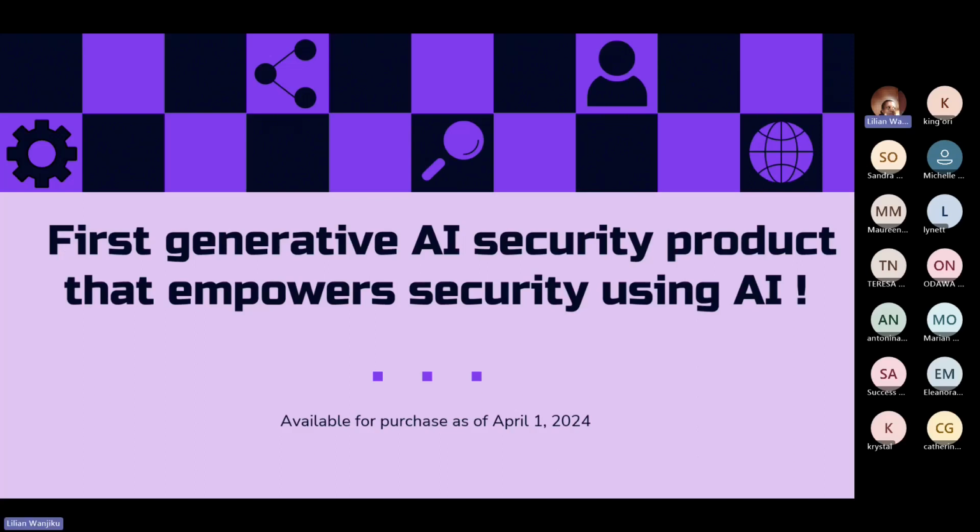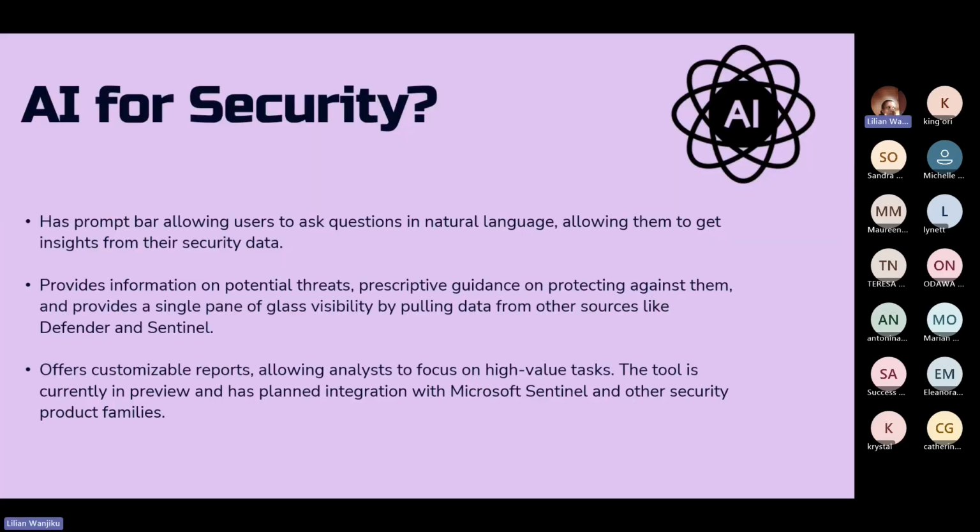So Security Copilot is the first generative AI security product that empowers security using AI. I think it's the first security product that we can use for organizations. Teams can use it together, it has great integration, and it was available for purchase as of April 1st, 2024. So it's a pretty new thing.